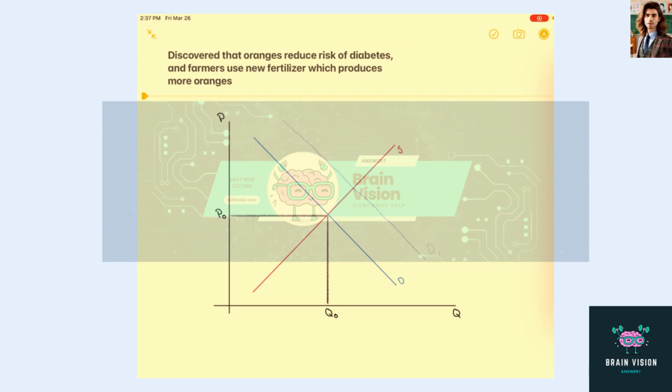The fact that farmers are using a new fertilizer which allows them to produce more oranges. That means that our supply is going to increase. So our supply curve is going to shift outward as well. We now have a new supply curve, which gives us a new equilibrium sitting right in here. So what we can determine from this is that our quantity is definitely going to increase by some amount.